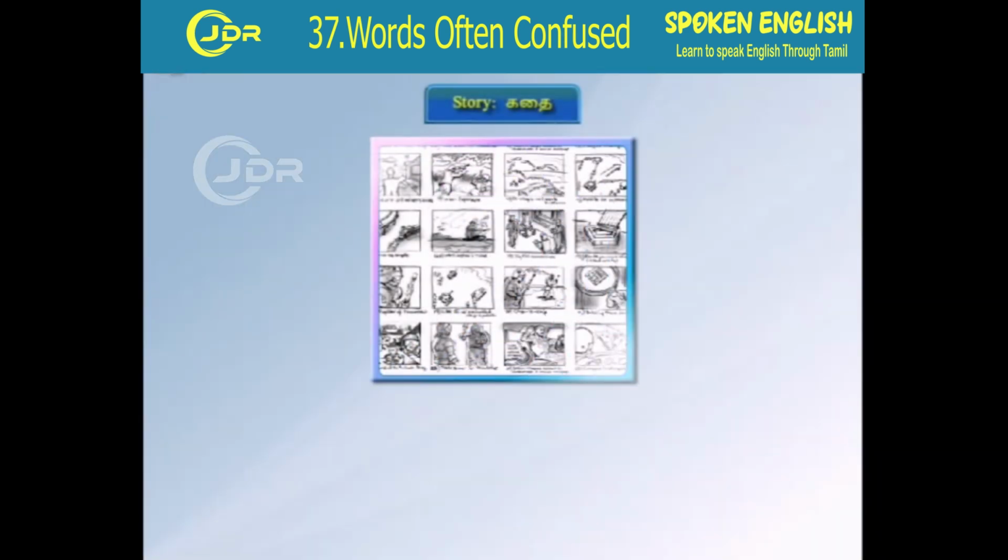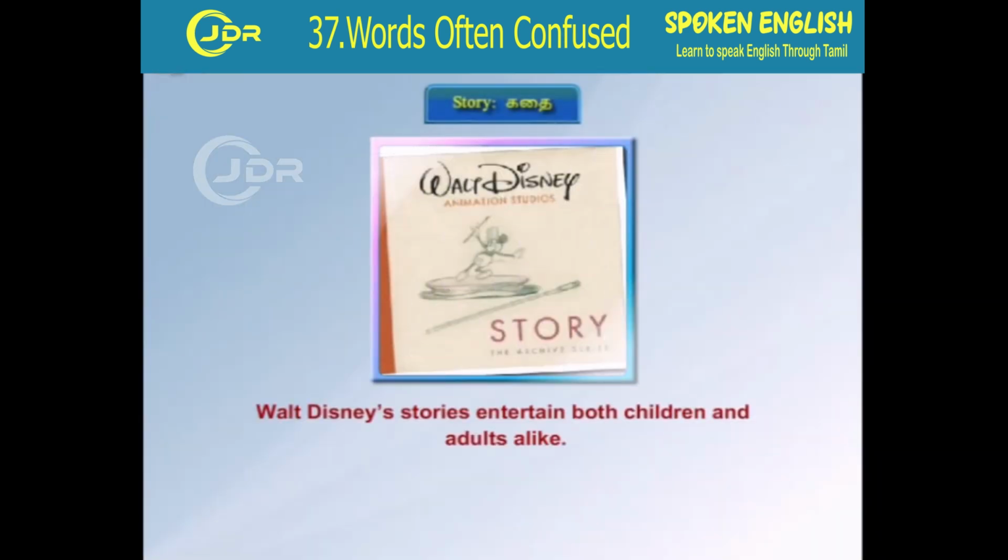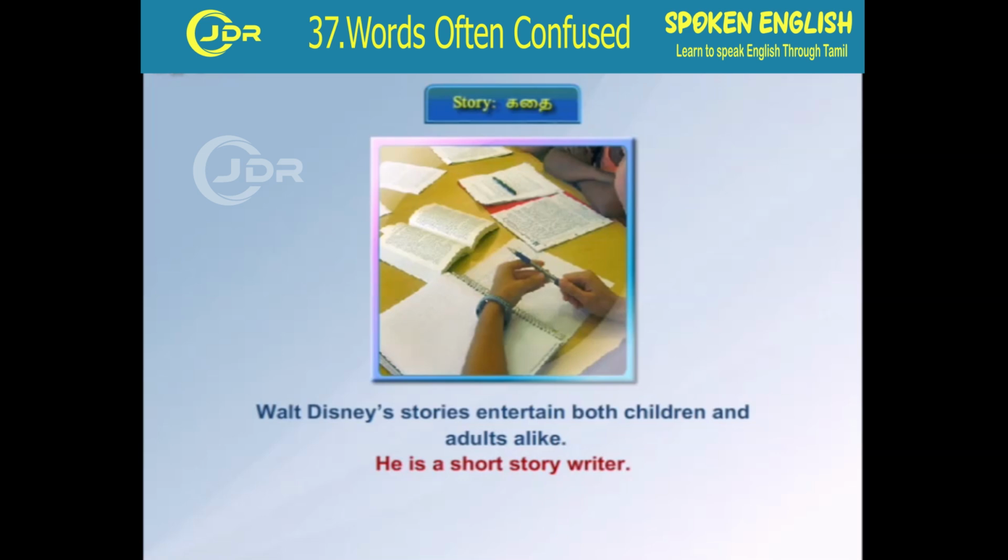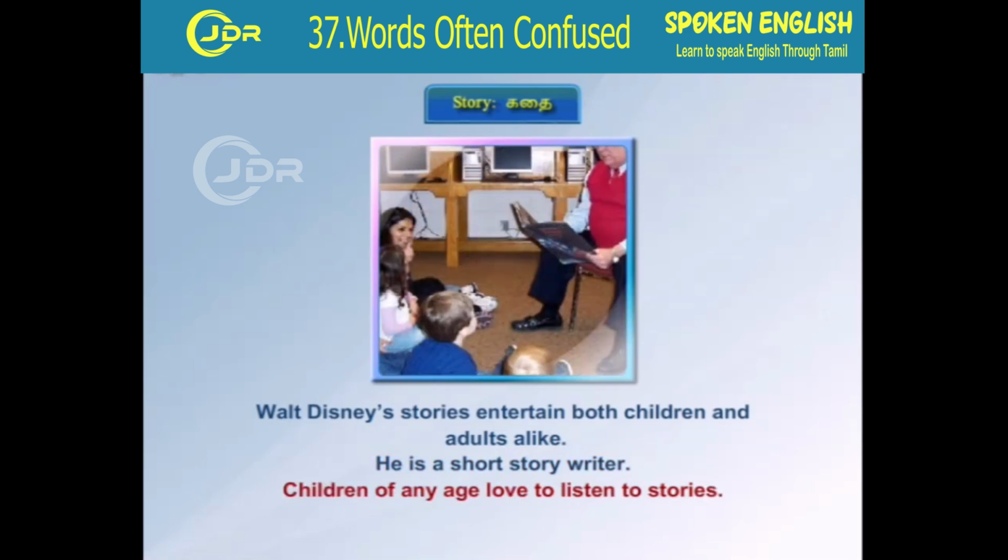Story. Walt Disney's stories entertain both children and adults alike. He is a short story writer. Children of any age love to listen to stories.